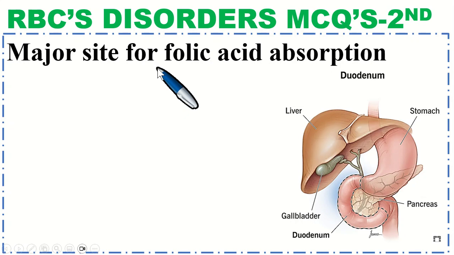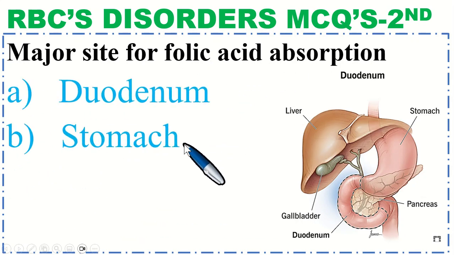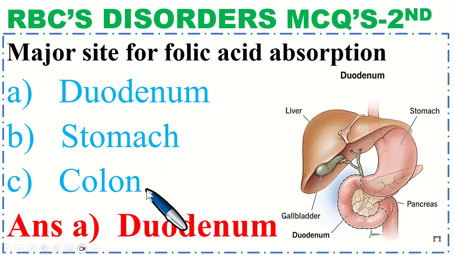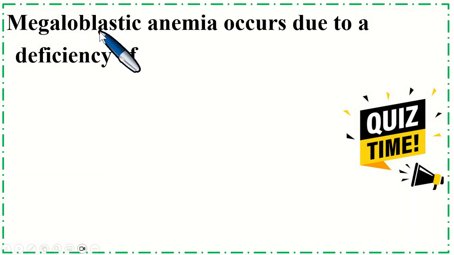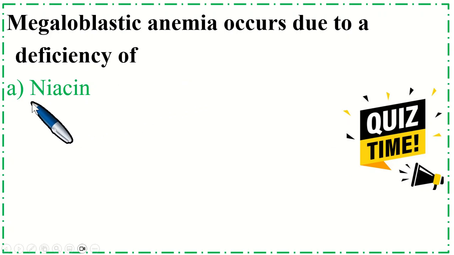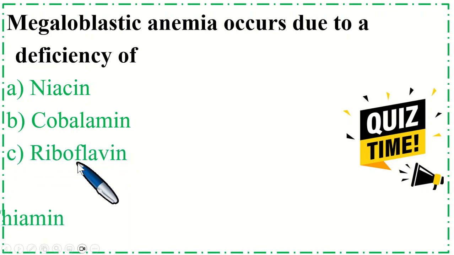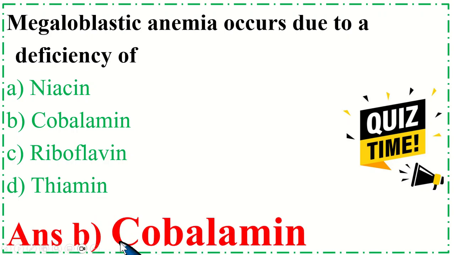Major site for folic acid absorption: option A duodenum, B stomach, option C colon. Correct option is A duodenum. Megaloblastic anemia occurs due to a deficiency of option A niacin, B cobalamin, C riboflavin, option D thiamine. Correct option is B cobalamin.